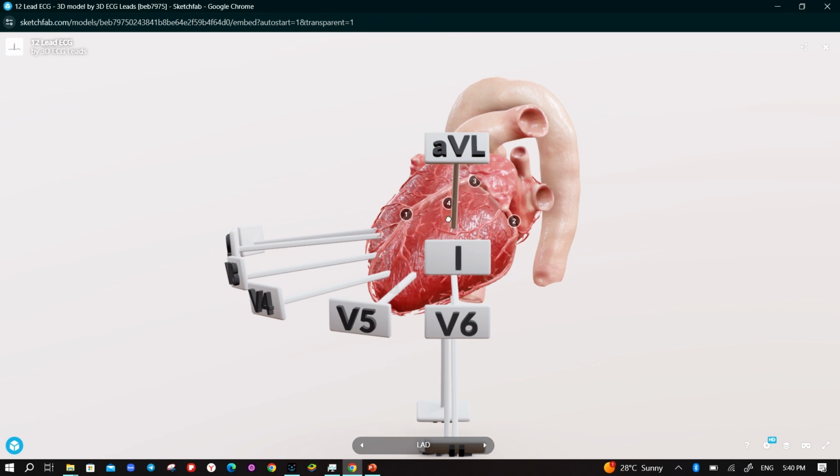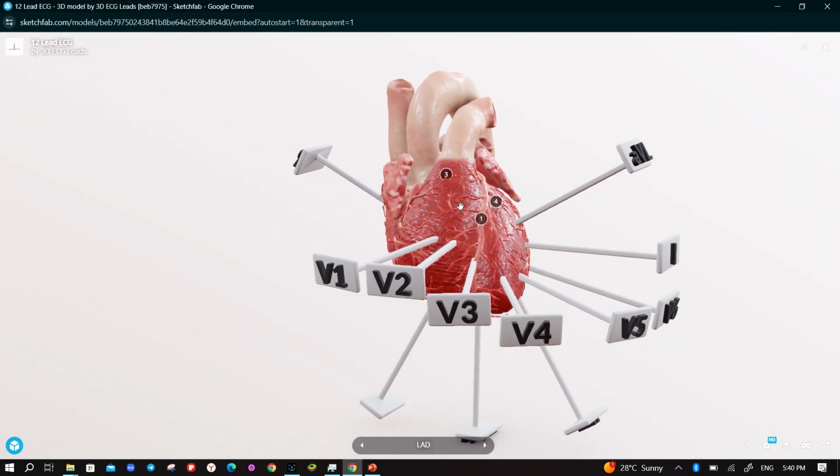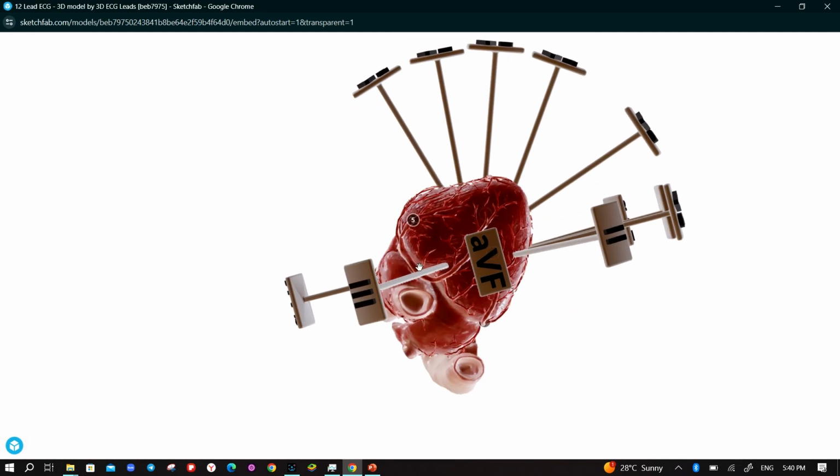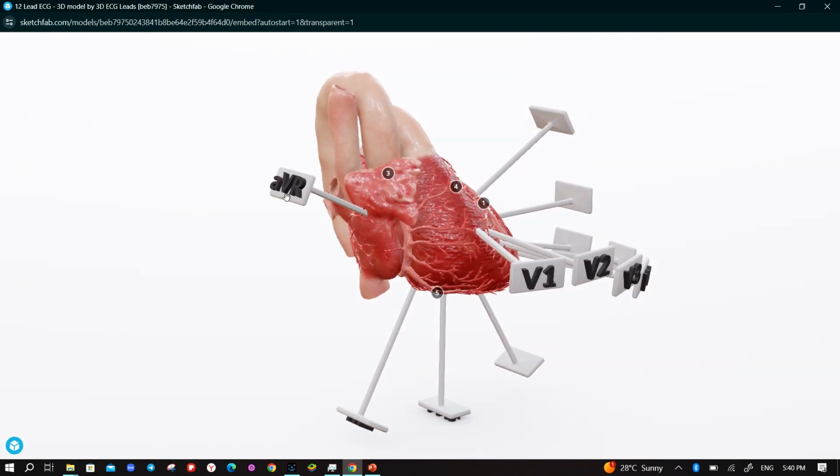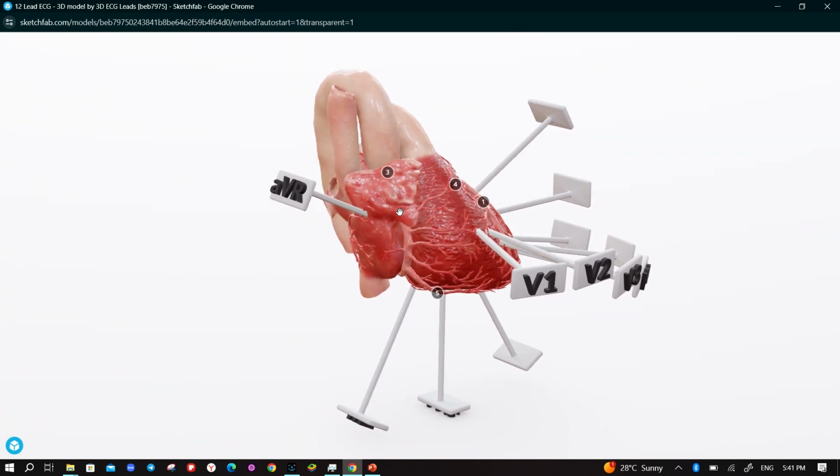Okay, now let me ask you which leads are looking at the heart from the inferior side. This will be leads 2, 3, and AVF. And we have AVR looking at the right side of the heart. Sometimes you can combine it with V1, but nevertheless, we call AVR an independent lead. It's really independent from the other leads, so it's better not to combine it with any other lead.